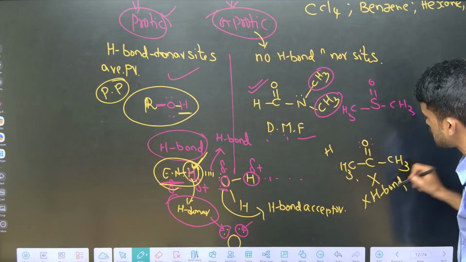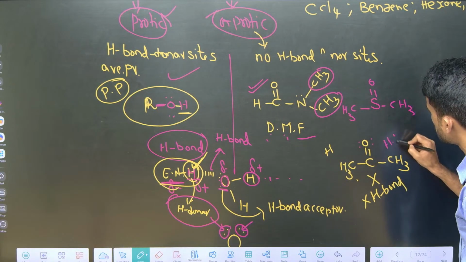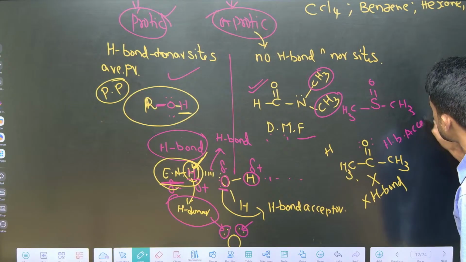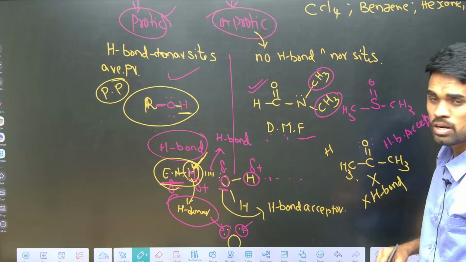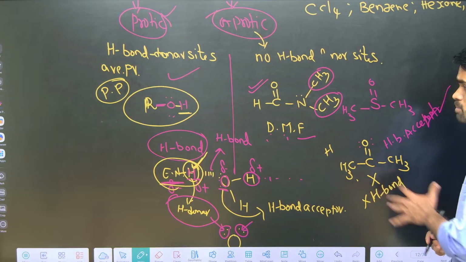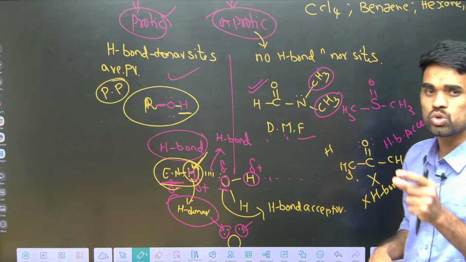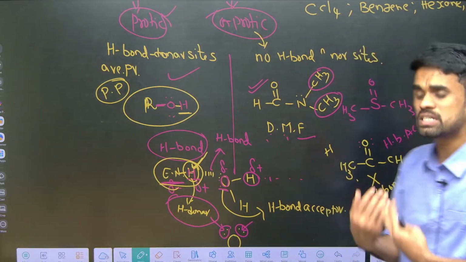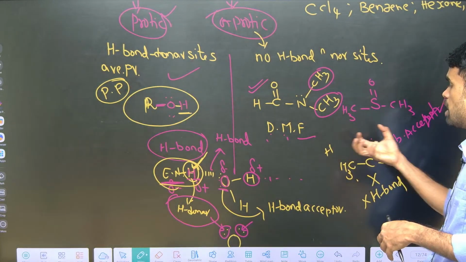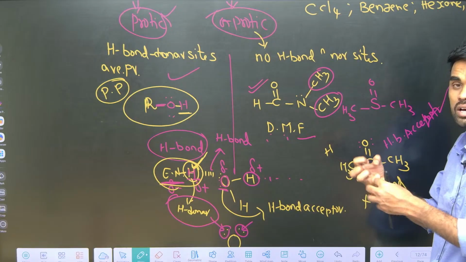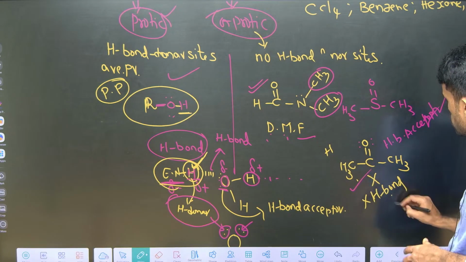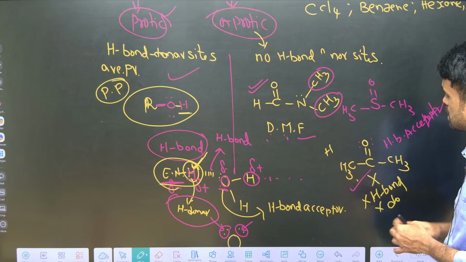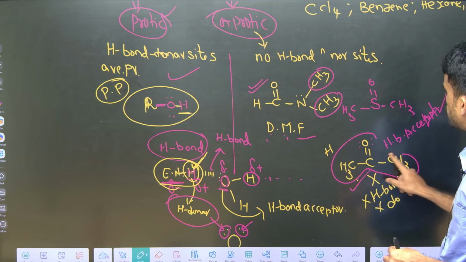So you can say this acetone is an example of a hydrogen bond acceptor, not a donor. What I am saying is, aprotic solvents are those solvents which do not have hydrogen bond donor sites. So this is not having any hydrogen bond donor sites, therefore you can say this is a polar aprotic solvent.